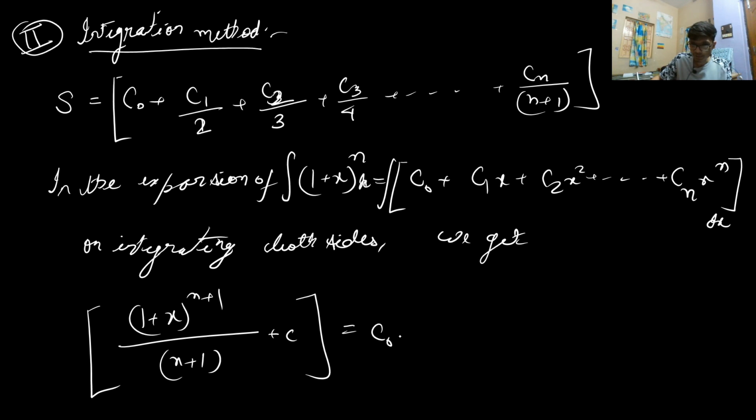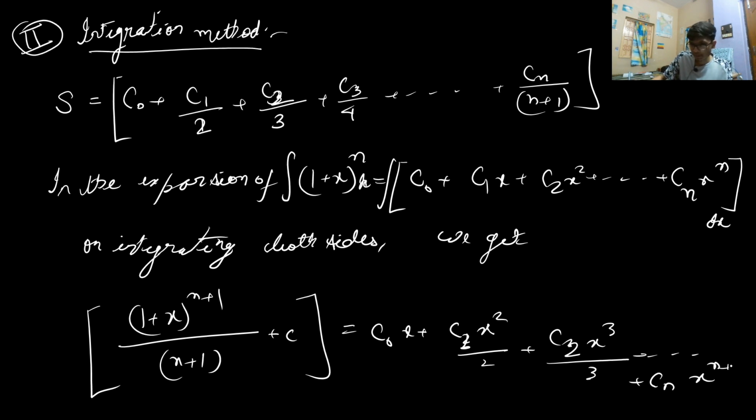and it is equal to c0x plus c1 x square by 2 plus c2 x cube by 3, and so on up to cn x to the power n plus 1 by n plus 1, plus some constant c. Now, in order to get the result that is asked in this particular problem, let us put the summation. In order to get the summation, let us put x is equal to 1. So what we'll get if we put x is equal to 1? This will yield you the correct result.